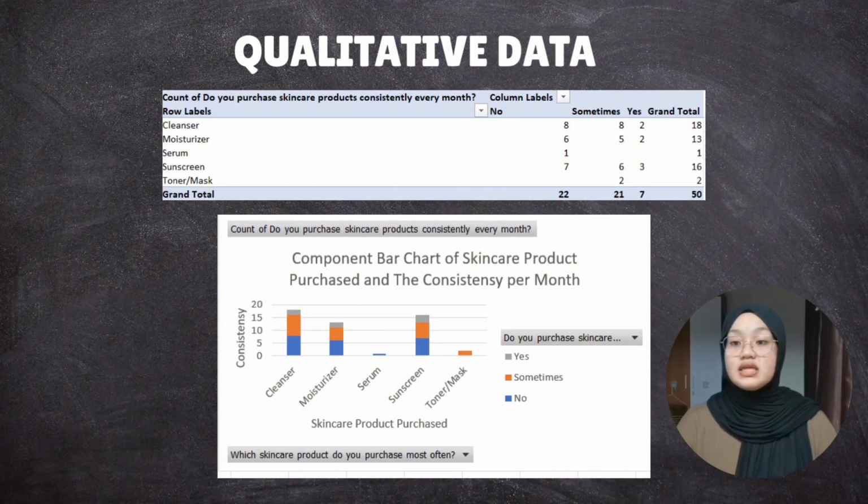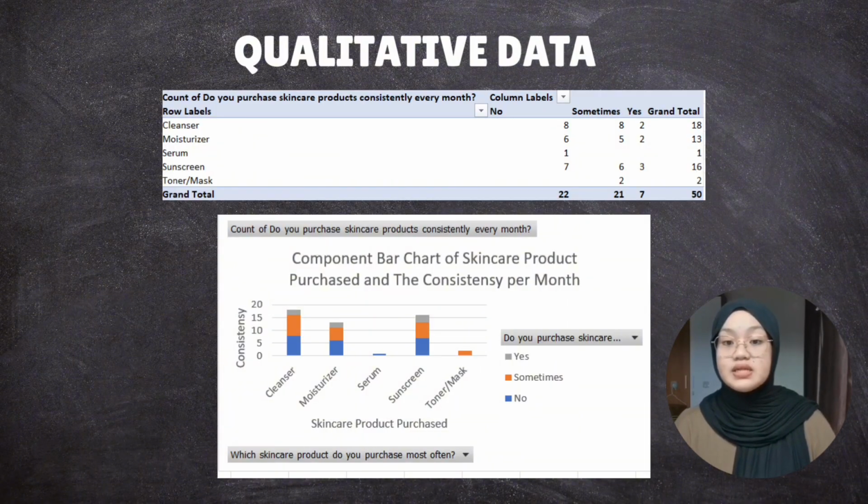The consistency of purchase is categorized as yes, which means always purchased every month, sometimes, which is purchased occasionally, and no, for not purchased consistently. In the chart, the gray section represents respondents who always purchase the product each month, orange represents those who purchase it sometimes, and blue represents respondents who do not purchase consistently.